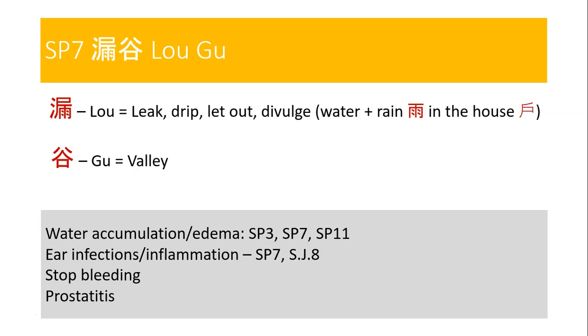Spleen 7 we talked about before. It's the leaking valley, so it's used for water accumulations and for edema. Your main point for edema is to find that place where, when you push your finger in, it has a pitting edema behind the bone, and moxa is very good on this point. It's also a good point for ear infections and inflammations, used with Jiao 8. It is a good point for stopping bleeding, and it's also a support point for prostatitis in men.